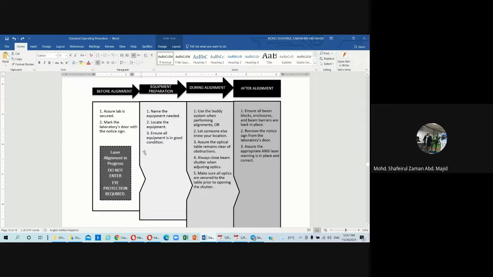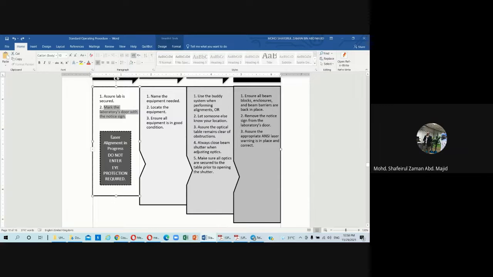Okay, so for graphic SOP, you must start from the left up until the right hand side of the page. So before alignment, equipment preparation, during alignment, and after alignment. For example here, for each of the components, before alignment, you have the procedure. Number one, ensure lab is secured. Number two, mark the laboratory's door with the notice sign. So you're going to have the images at the bottom for each of the procedures.